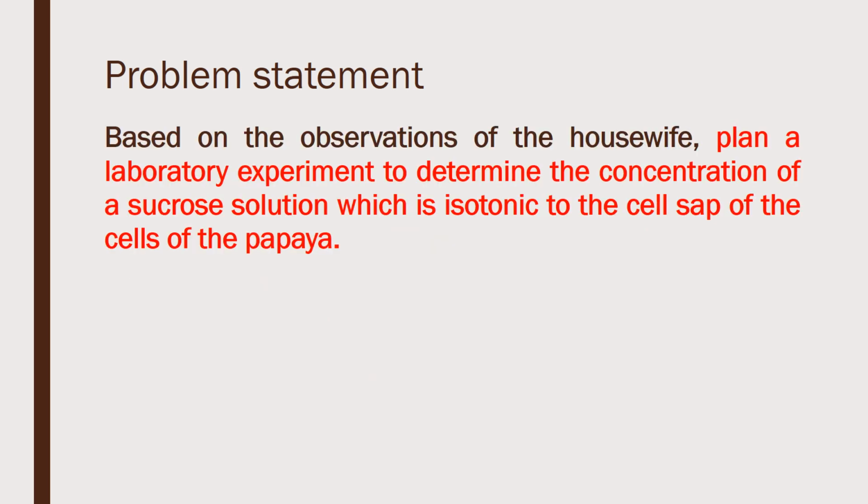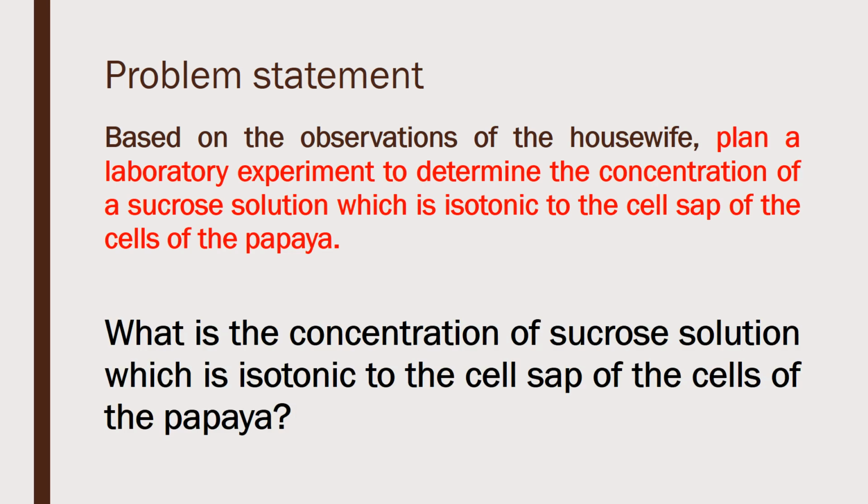Before writing a problem statement, we have to be very clear with the aim of the experiment. So what is the aim of the experiment? Look at the words highlighted. Plan a laboratory experiment to determine the concentration of sucrose solution which is isotonic to the cell of the papaya. So the aim is to determine the concentration of sucrose solution. From the aim, we need to form a problem statement, a question. The question will be like this: What is the concentration of the sucrose solution which is isotonic to the cell of the papaya?